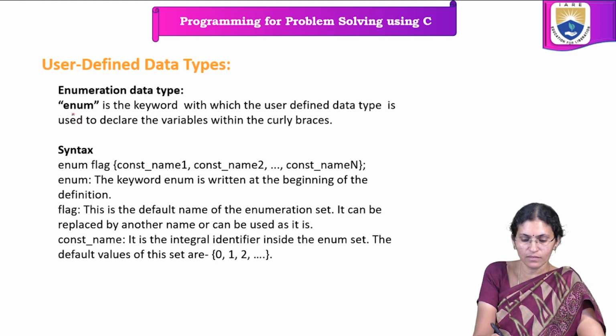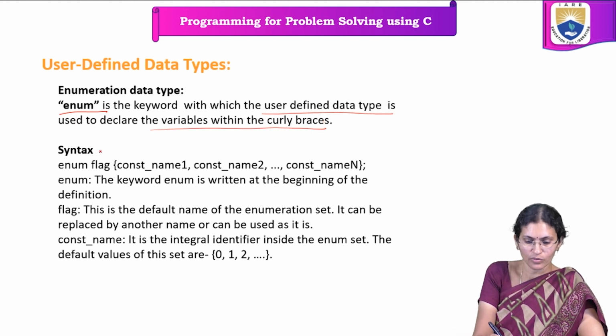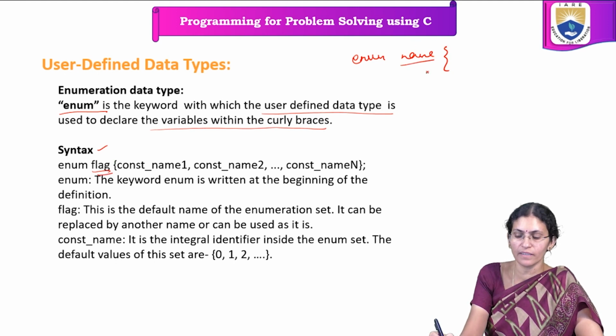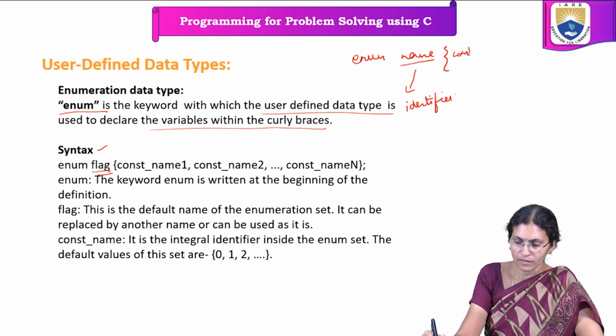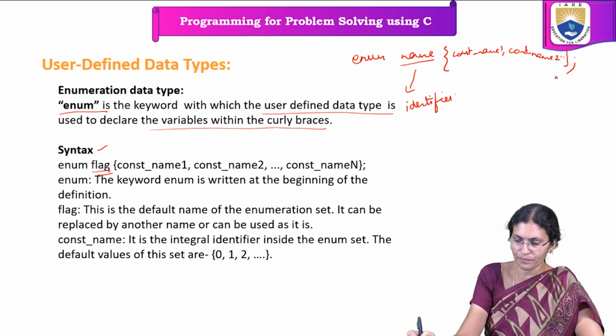Enum is the keyword with which the user defined data type is used to declare the variables within the curly braces. The syntax for this is enum and then the name of this enum. This is a flag, nothing but the name, or you can say the identifier of the enum, and then inside this you can have constant name 1 separated by commas, constant name 2 and so on.